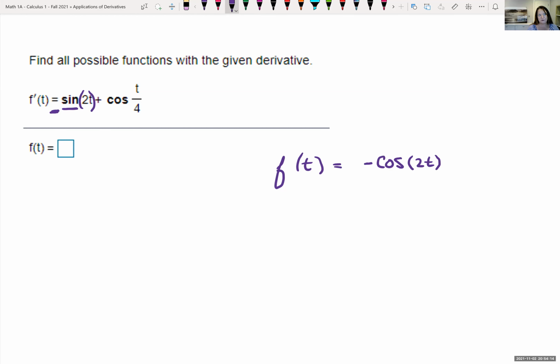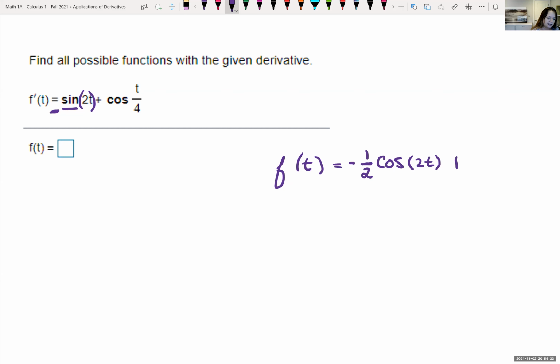So we need something in front that would give us a positive 1 here. So I'm thinking to myself, what can I multiply 2 by to get back 1? Well, that would be 1/2. And so I'm going to have this as a negative 1/2 in front. And we'll test it in a second.